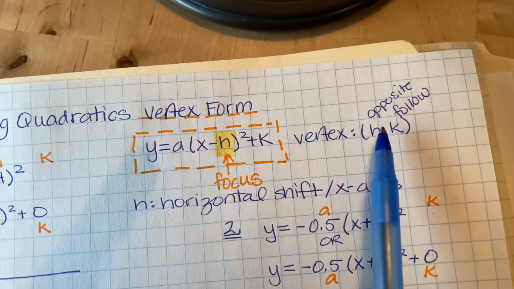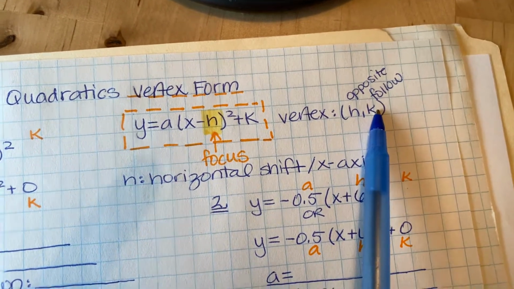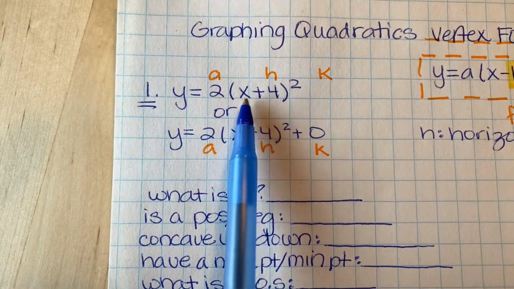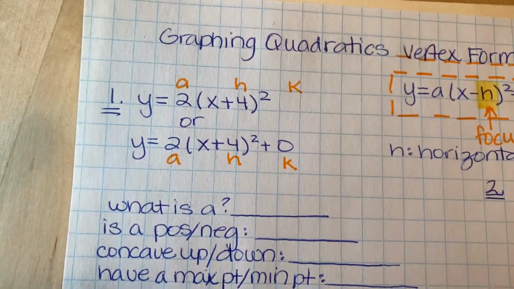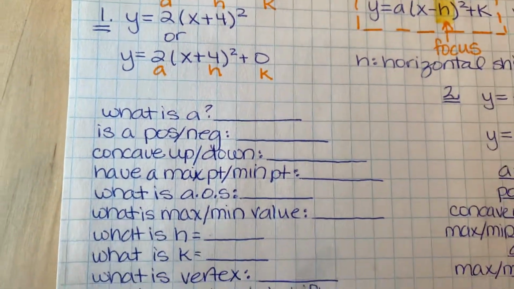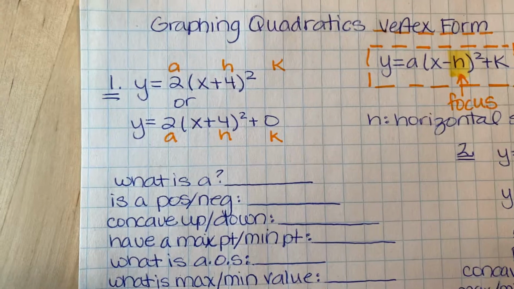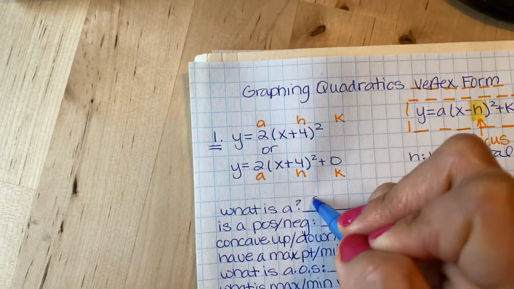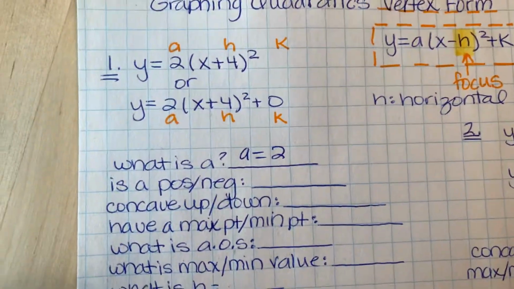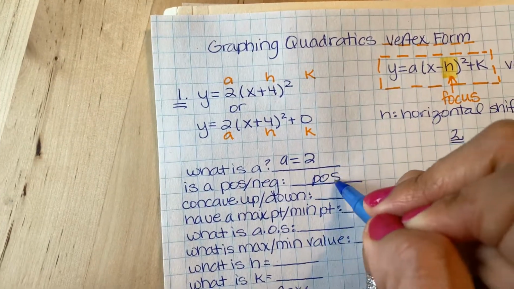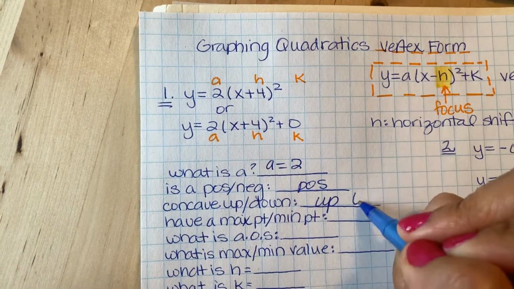But remember, for the xy table, you're going to go opposite what you see, but you follow what you see. So here, even though we see an x plus 4, the h value is really negative 4, and I will write that out for you just so we keep making sure you buy into it. Okay, what is the value of a? a is equal to 2, right? It's just positive 2. You could even just write 2. Is it positive or negative? It is positive. Is it concave up? It's up, right, so it's going to look like this.